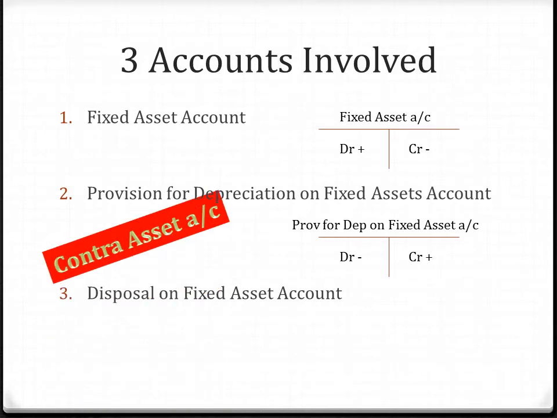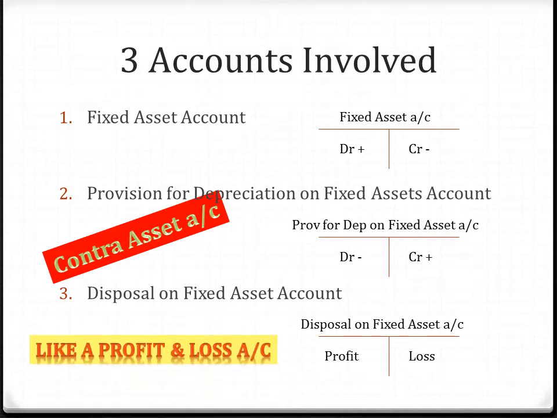So contra always seeks to reduce, all right? And lastly, the disposal on fixed asset account. Now, for the disposal on fixed asset account, there's no debit is to plus, credit is to minus, or any of that sort. It works just like your profit and loss account. So to debit, this side you have profit, and when you credit it, it is a loss. And it is a derived figure.